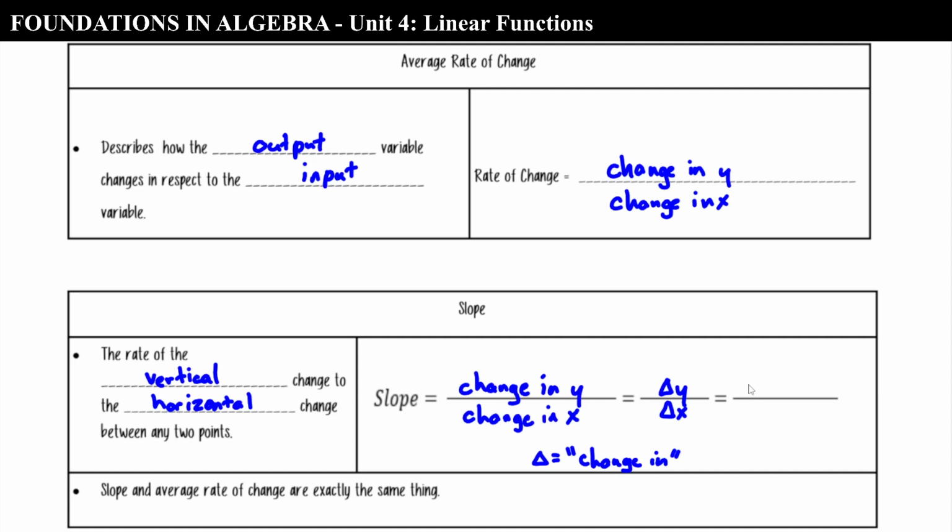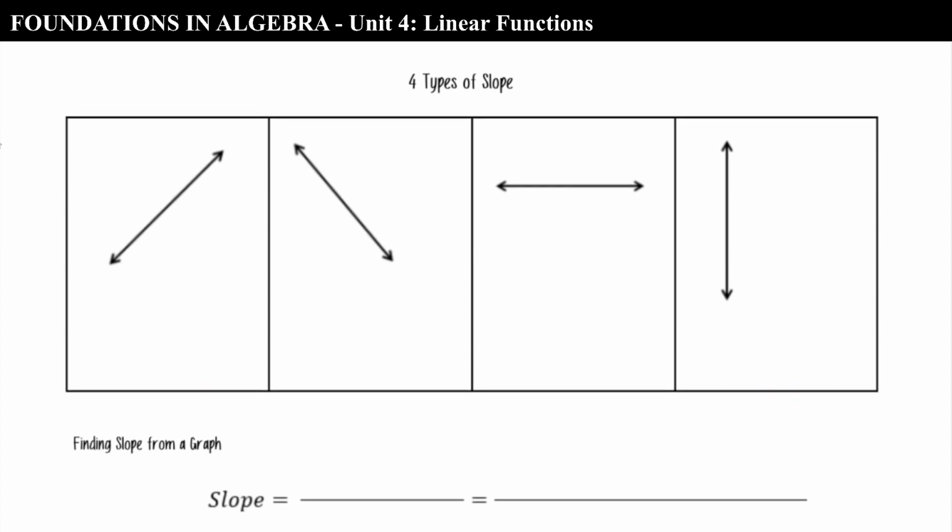Change in y means we take our two y coordinates, y2 minus y1, and we divide it by our two x coordinates, x2 minus x1. So the difference between our y coordinates over the difference between our x coordinates. But make sure that you line up your coordinates vertically. And we're going to talk about that a little bit more here shortly. Slope and the average rate of change are exactly the same thing. Slope is just a special word that we use for the average rate of change for a straight line or a linear function.